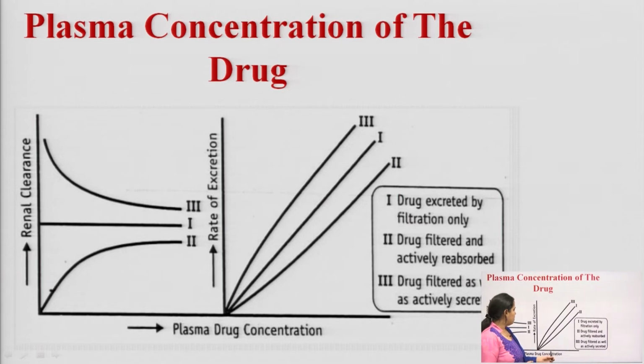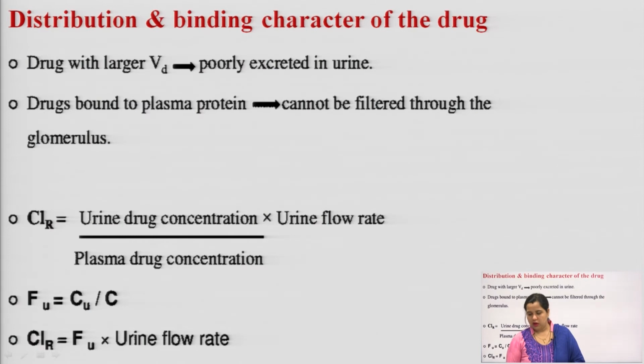Now, plasma drug concentration and rate of excretion. The rate of excretion will be high for drugs that are filtered as well as actively secreted, the excretion rate will be higher for drugs excreted by filtration only, and the lowest excretion rate will be seen in drugs filtered and reabsorbed again. So, this is how we can get the graph, distribution and binding character of the drug.